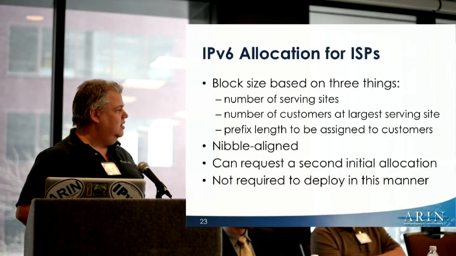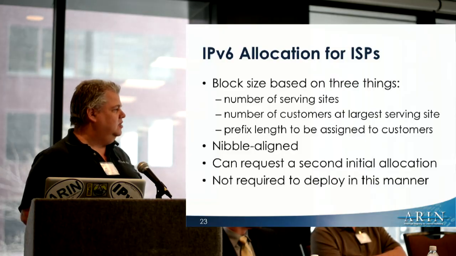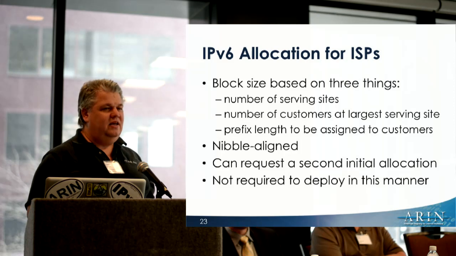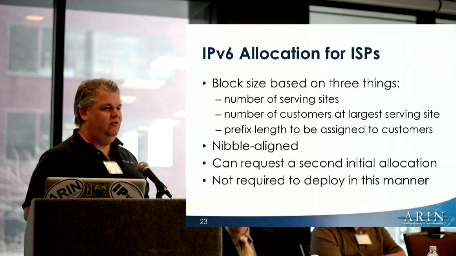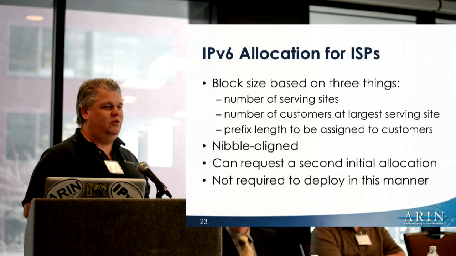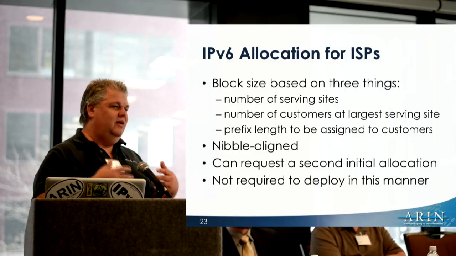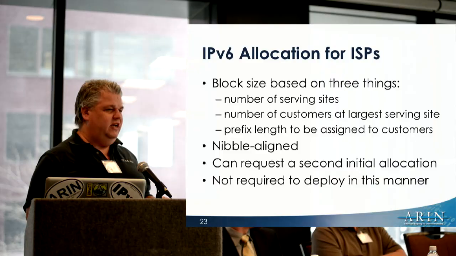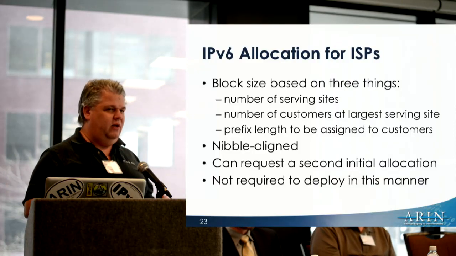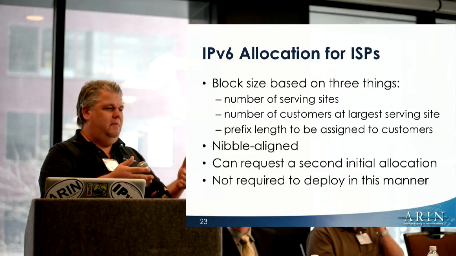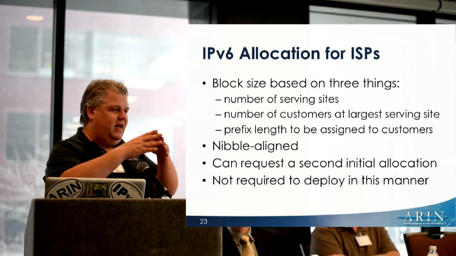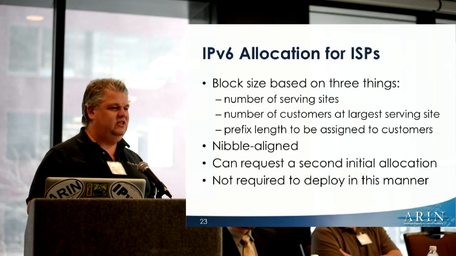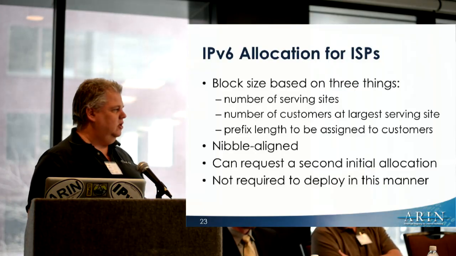Allocations for ISPs, the block size is based on 3 things: your number of serving sites, your number of customers at the largest serving site, and the prefix length to be assigned to customers. And the prefix length that is taken into account in that is the smallest prefix you give to customers. So if you give /56s to residential customers and /48s to business customers, for example, you'd better be able to justify that each of your business customers needs 256 allocations. It's a lot easier to just give everybody /48s in that case. The number of serving sites, you kind of get to pick one layer of aggregation point within your network for this determination, whether it's a POP or whether it's further up your aggregation hierarchy, and count all of the end sites under that particular layer, round that up to a nibble, and then multiply that by the total number of serving sites, and round that up to a nibble in terms of determining your prefix size.